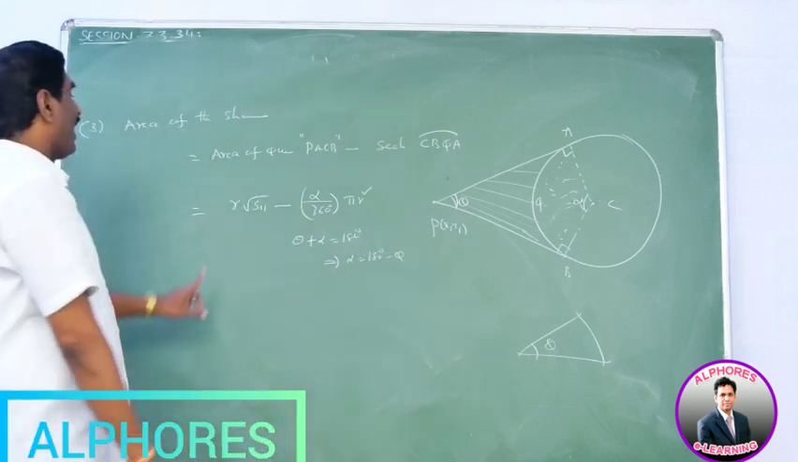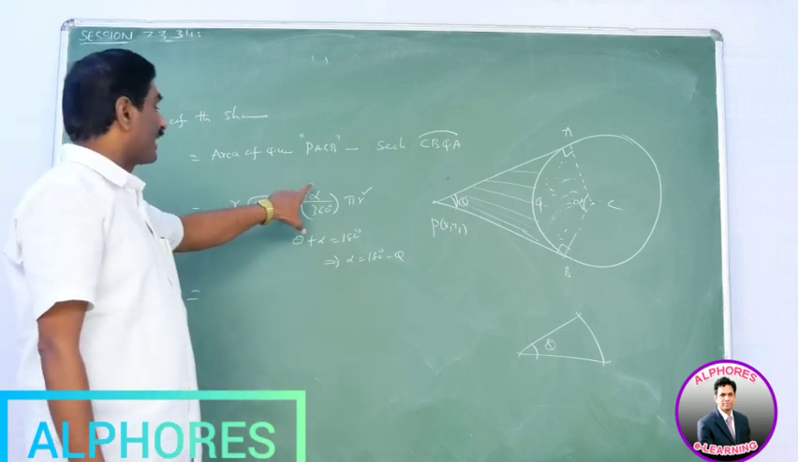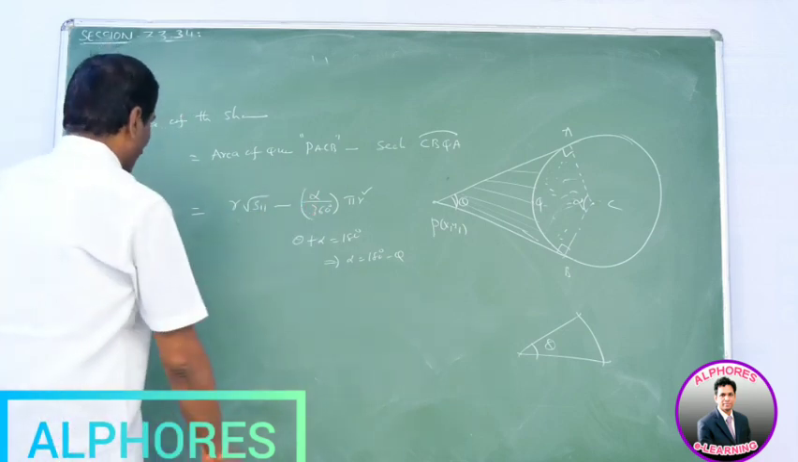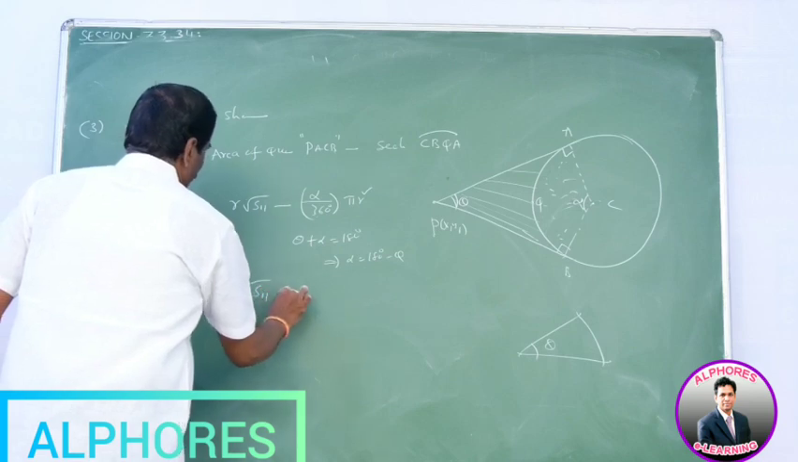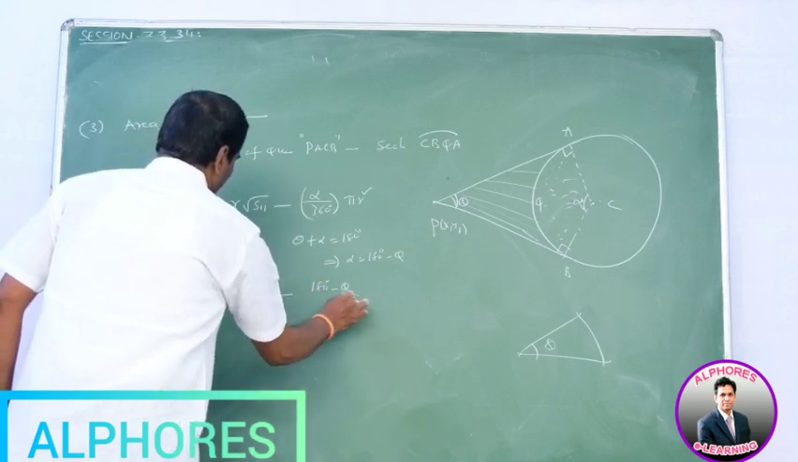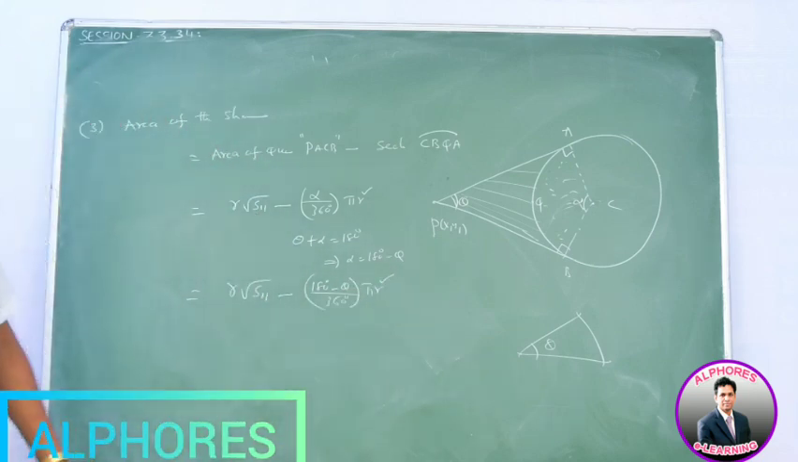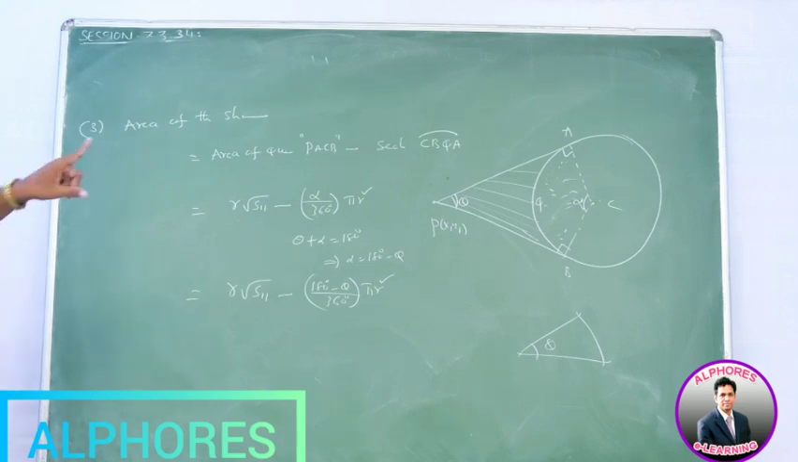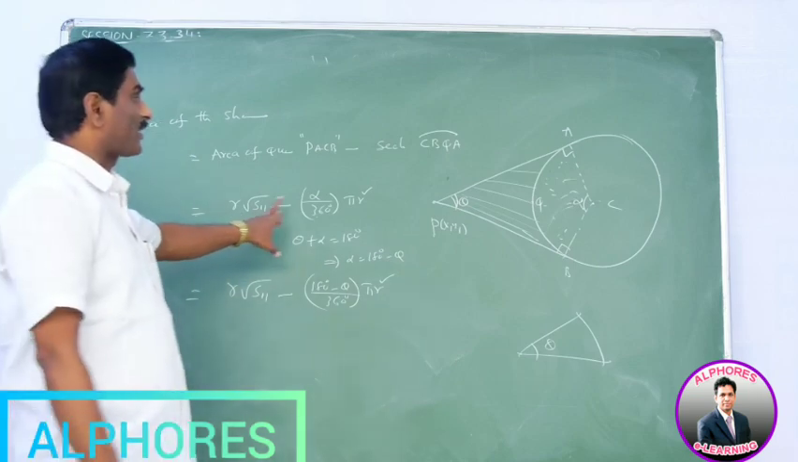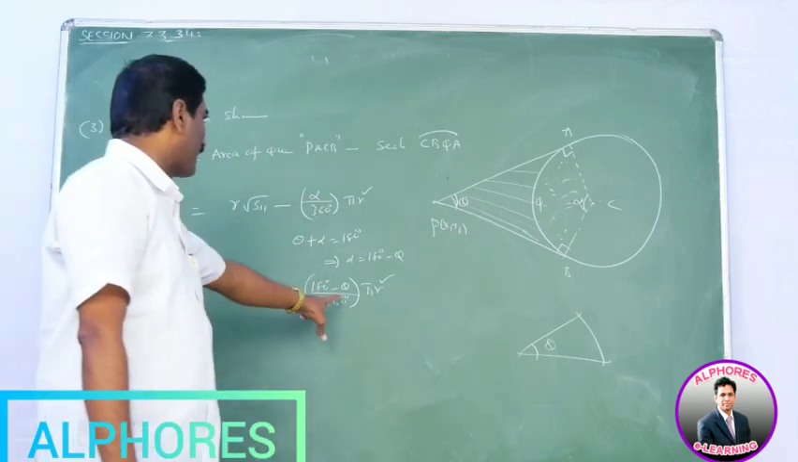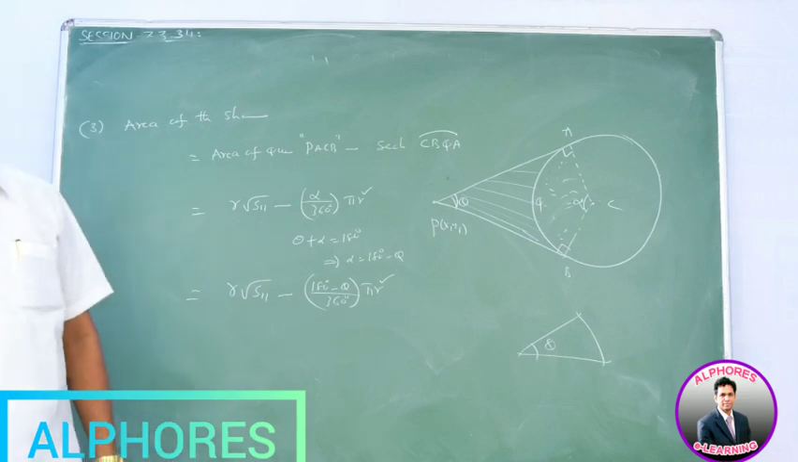That is equal to R into root S11 minus (180 minus theta) by 360 into pi r square, where theta is the angle between the pair of tangents. Please note this point, very important point. The area bounded by the pair of tangents and the circle, the shaded region, is R into root S11 minus sector area. Sector area is nothing but (180 minus theta) by 360 into pi r square. Okay.